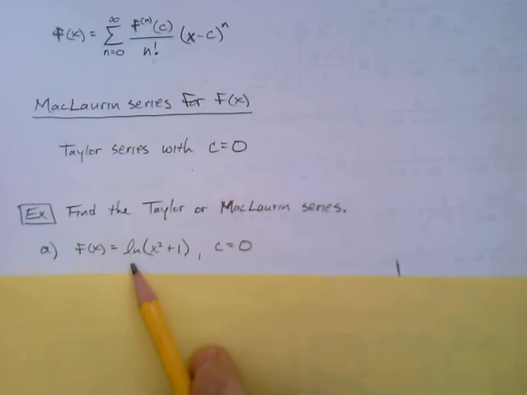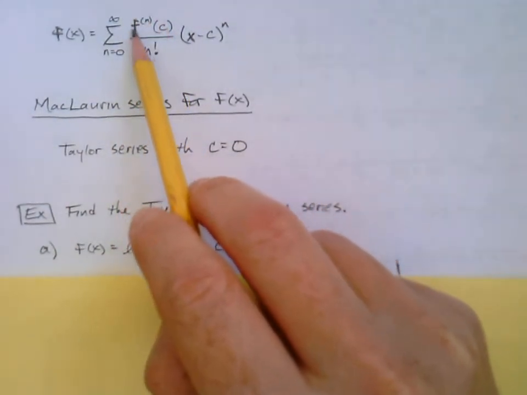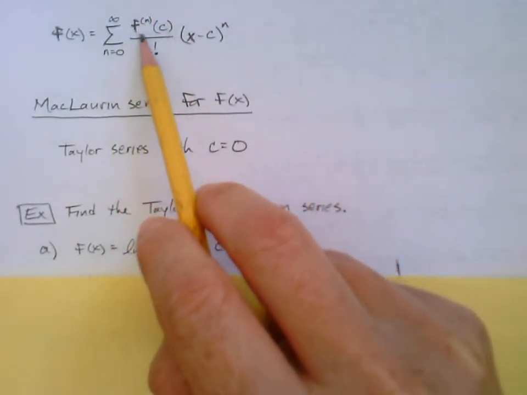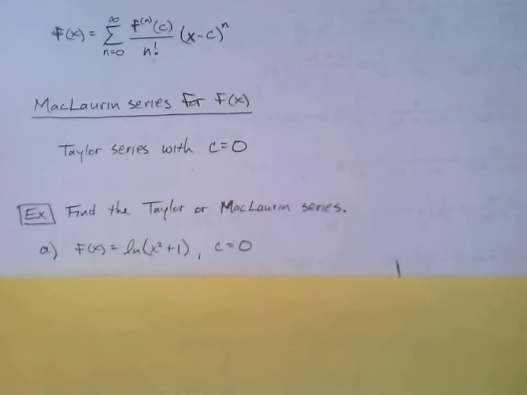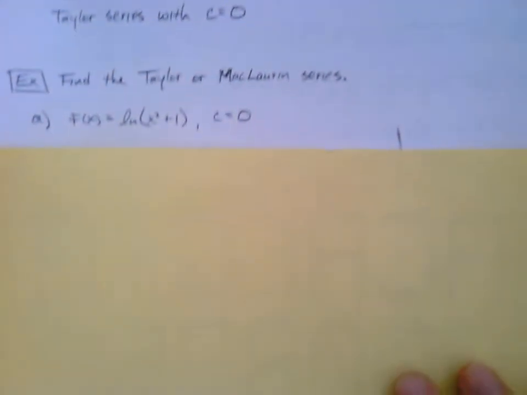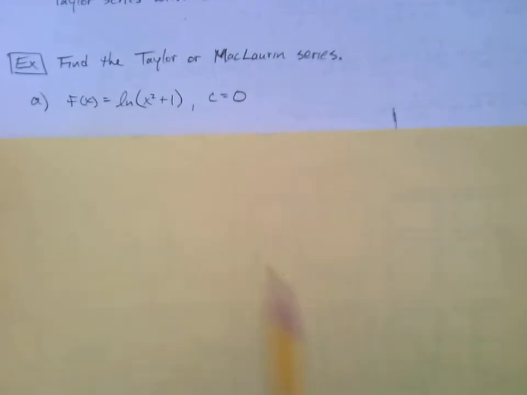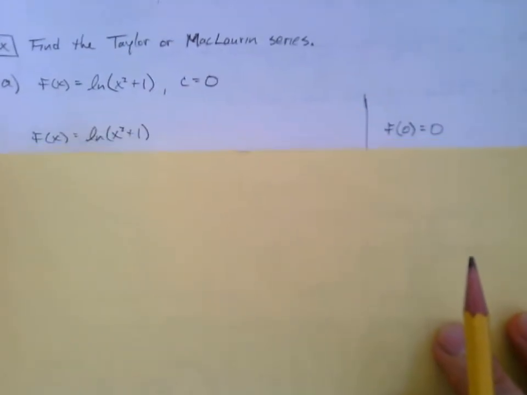So here we've got the natural log of x squared plus 1. So we're going to need to take several derivatives, okay? And we're going to need to evaluate them all at our c. And then we'll end up with several terms there. And we'll see what we can do with that. So the way we're going to begin is by taking several derivatives and plugging in c. So here we go.